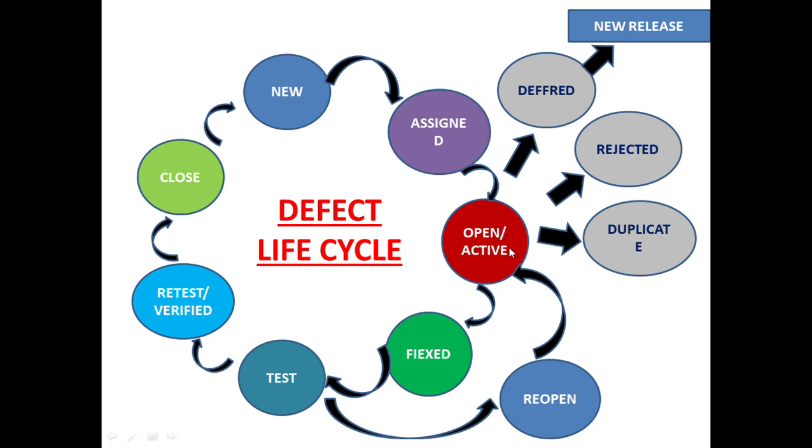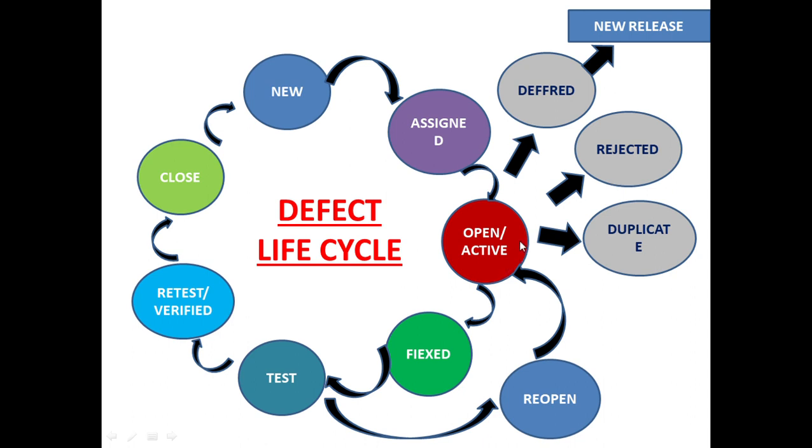So now what happens in the Open or Active stage? In the Open or Active stage, this particular defect is analyzed by a developer. So they will analyze whether this particular defect is really genuine. If the defect is genuine, they will fix it. If not genuine, they will reject it. Means they will cross check whether the bill amount is really as per the rate sheet or not. If yes, they will try to fix it. If no, they will reject it by giving the reason.